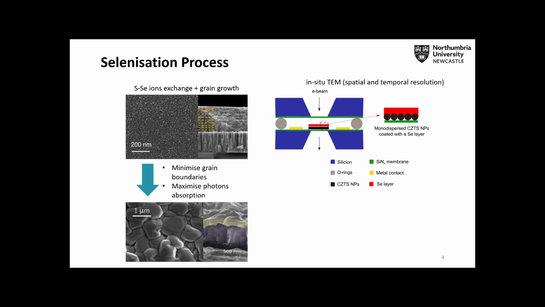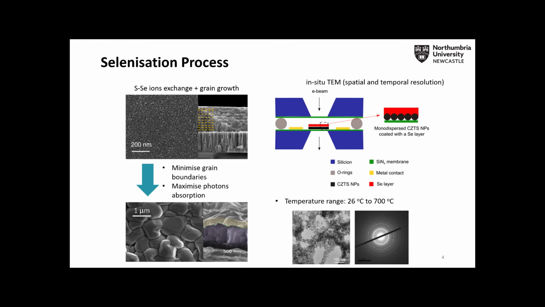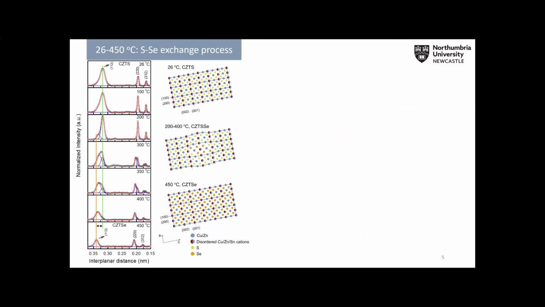So what we did is we used the TEM, which is a transmission electron microscope, to look at the nanoscale in both spatial and temporal resolution. What happens when we go through the annealing process? We basically recreated a furnace within the TEM, and we measured diffraction patterns and took images through a range of temperature from room temperature to 700 degrees, reproducing as much as possible the conditions of our furnace. And two things came out from that work.